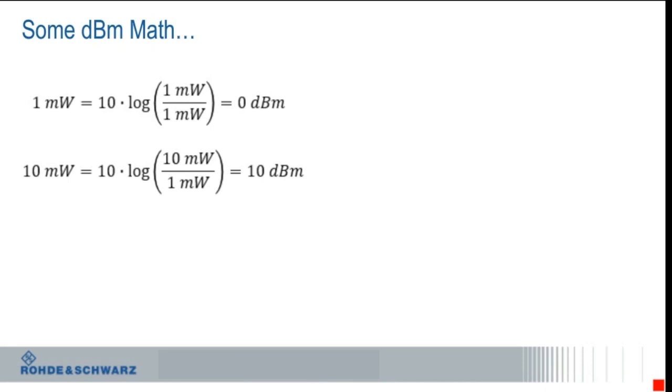Anyway, so 10 milliwatts, factor of 10, so 10 dBm. 1 watt, so how many milliwatts is a watt? Anybody? This is an easy one. Okay, I'm going to give you that one.